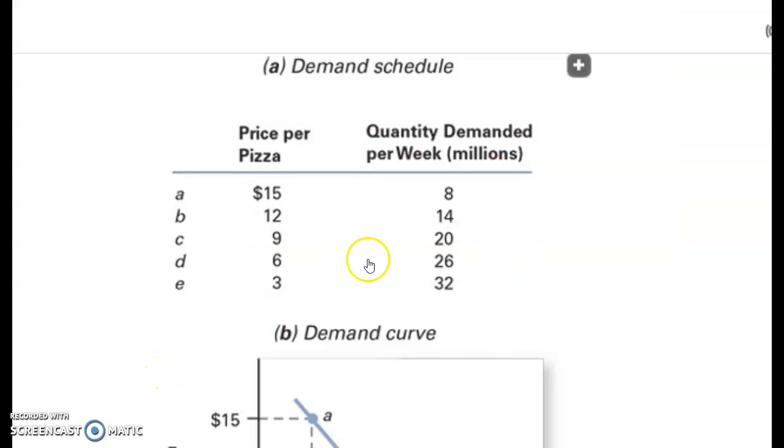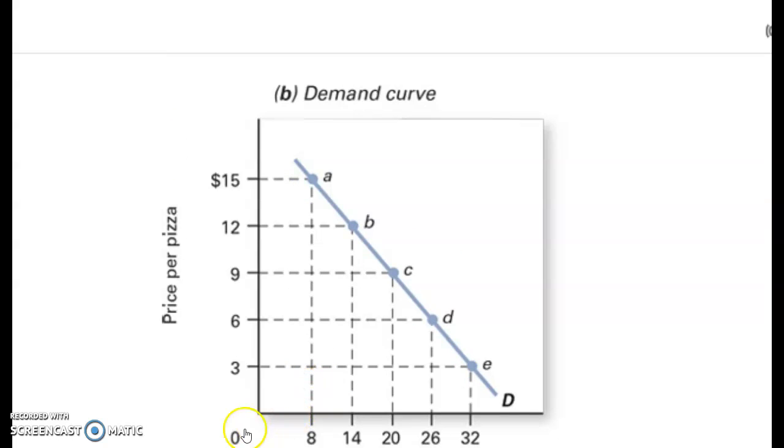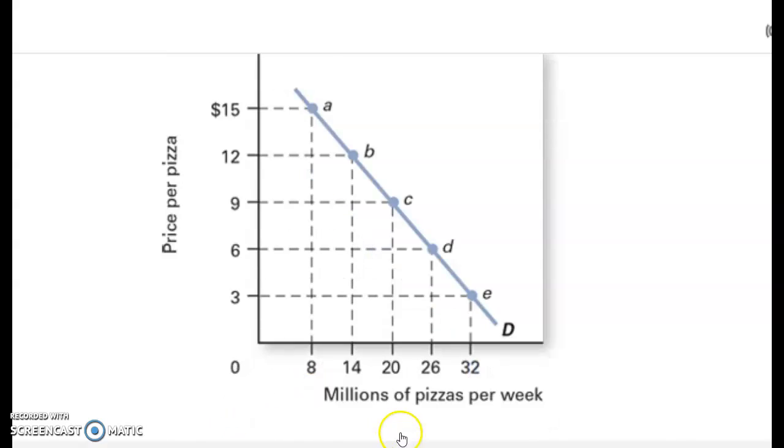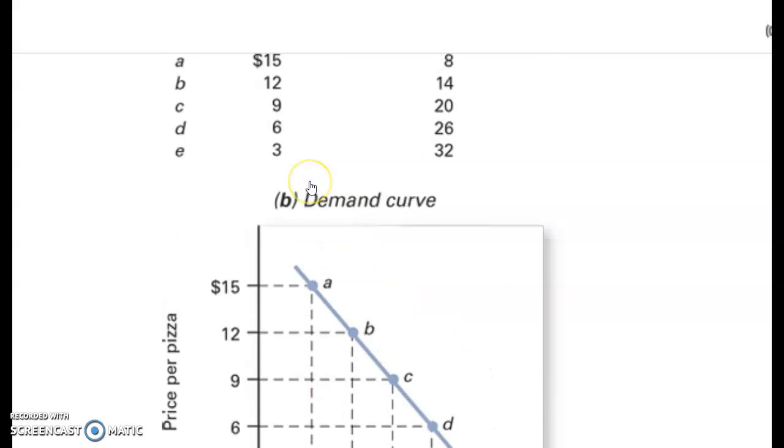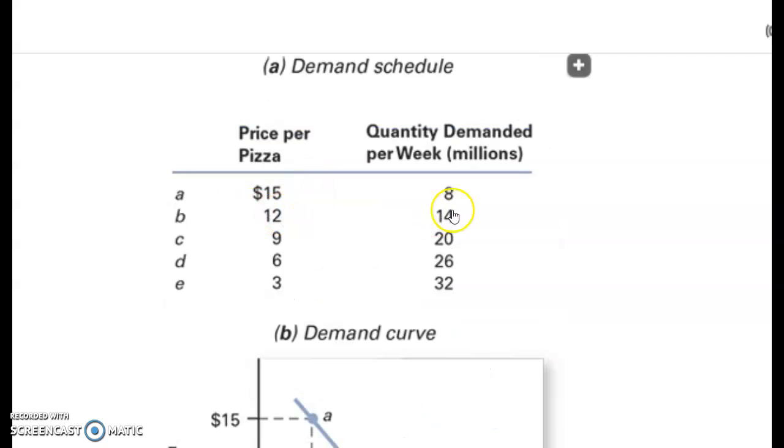Based on the rules we just learned, these are coordinates that we can now label demand. So price per pizza is $15 when the quantity demanded per week is 8 million. So down here, millions per week of pizza, price per pizza, and it goes 8, 15. It should be written in the other order actually. This should be X and this should be Y, but I'll still graph them anyway.